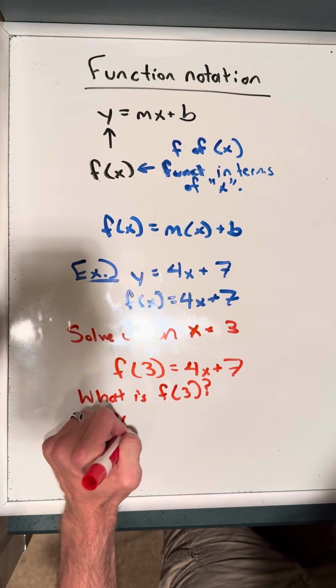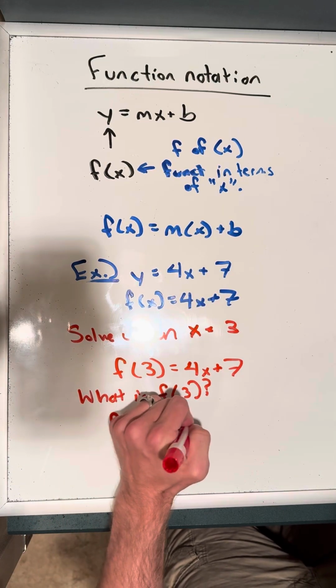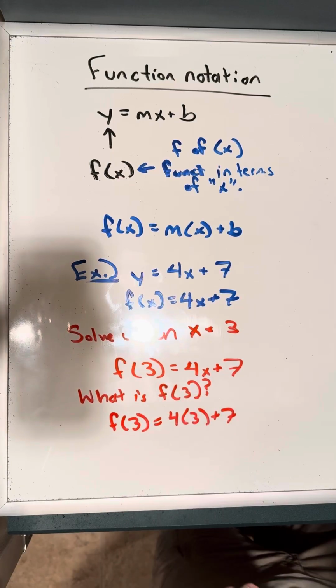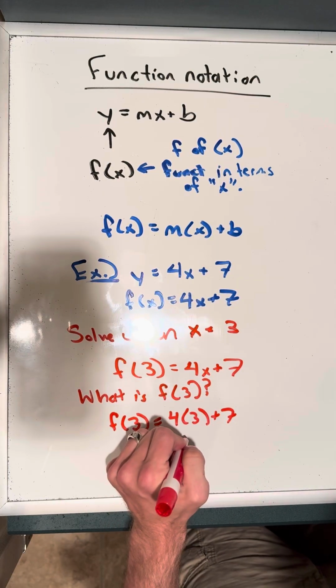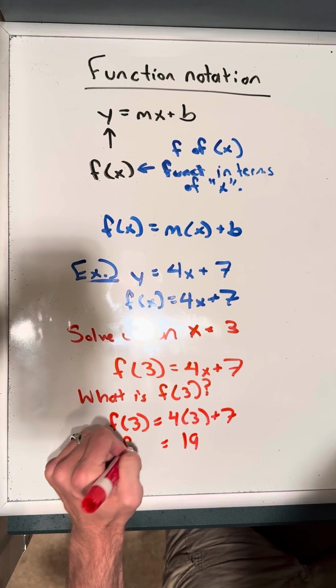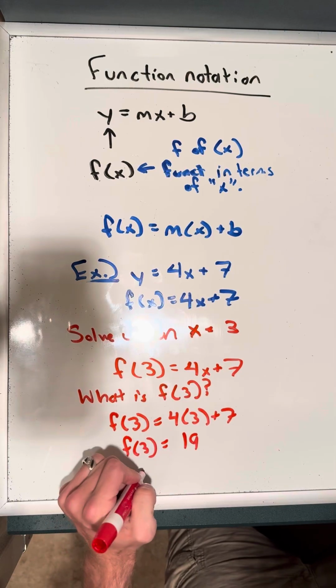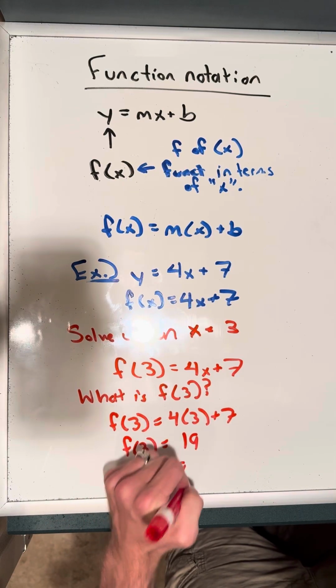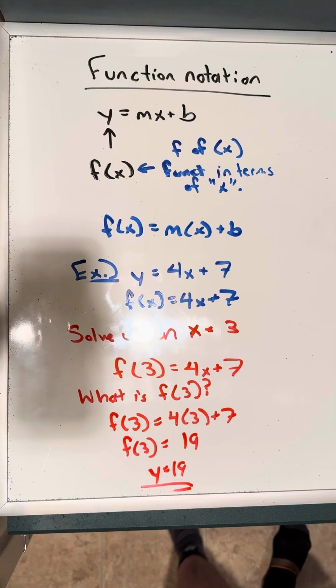So f of 3 is equal to 4 times 3 plus 7. If I do that, 4 times 3 will give me 12. 12 plus 7 is 19. So f of 3 is equal to 19. Or I could say y is equal to 19. And so this is function notation.